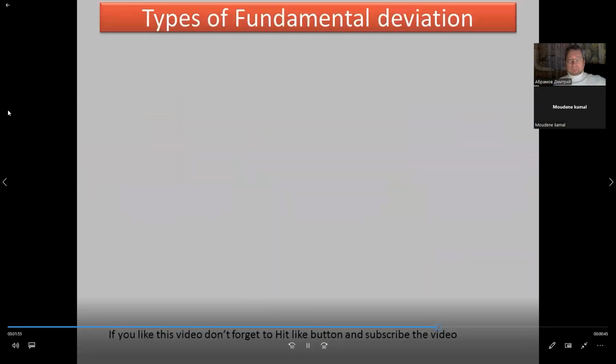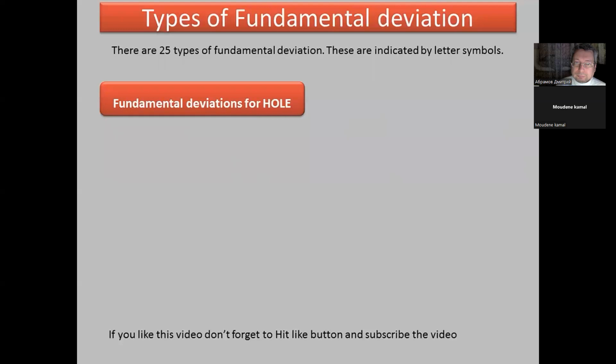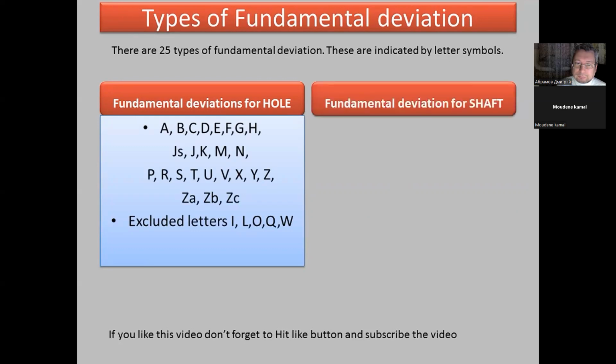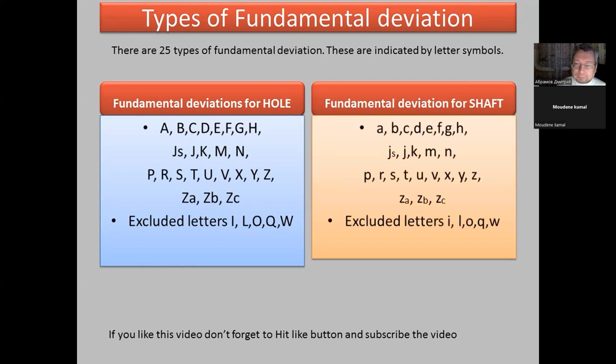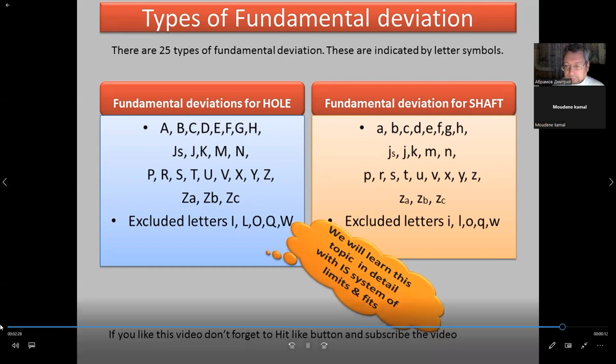Types of fundamental deviation. There are 25 types of fundamental deviation and these are indicated by letter symbols. Fundamental deviations for holes are represented by capital letters, and excluded letters are I, L, O, Q, and W. Fundamental deviations for shafts are represented by small case letters, and excluded letters are again I, L, O, Q, and W. We will learn this topic in detail with the IS system of limits and fits.